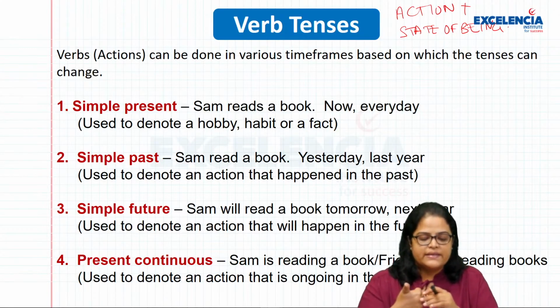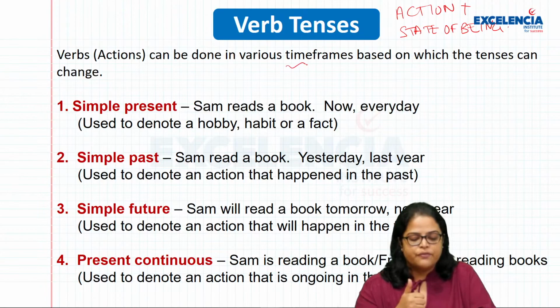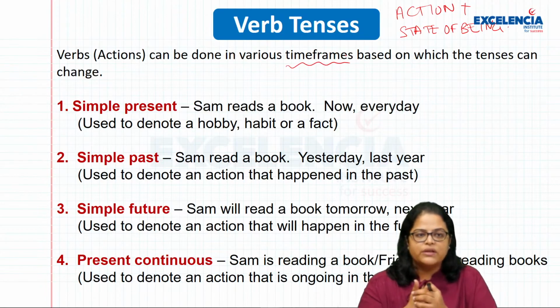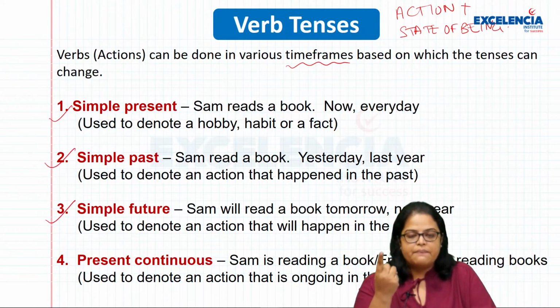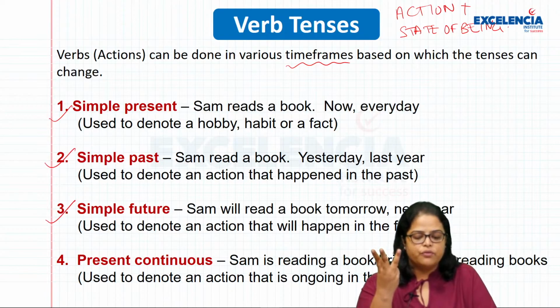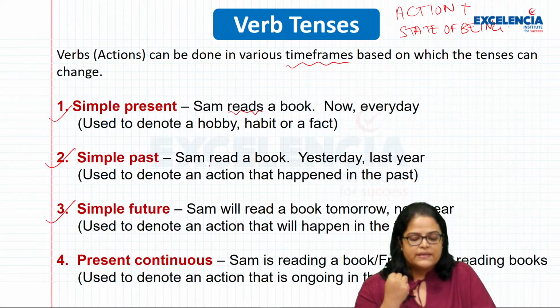Now, verbs can have tenses. What do I mean by tenses? That they're done in various time frames, based on which the tense changes. The 3 basic tenses, and very, very basic, is simple present, simple past, simple future. Sam reads, Sam read, Sam will read.